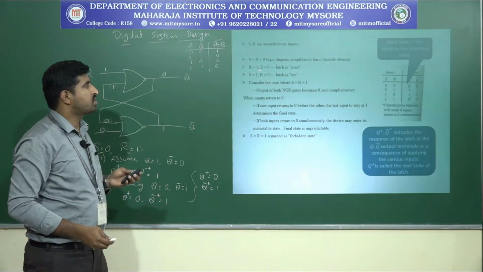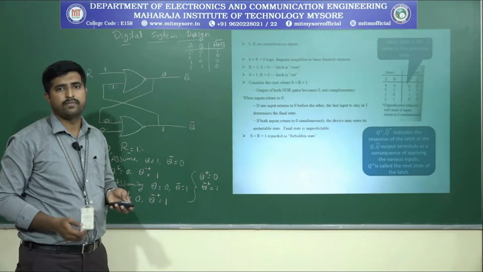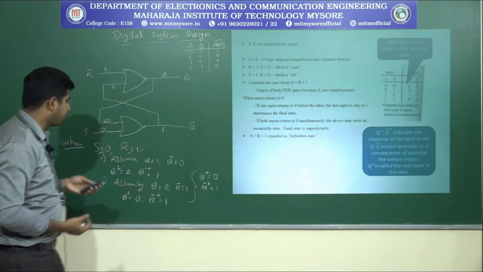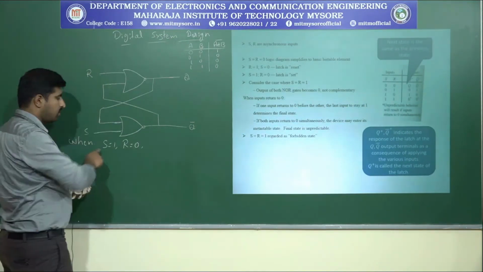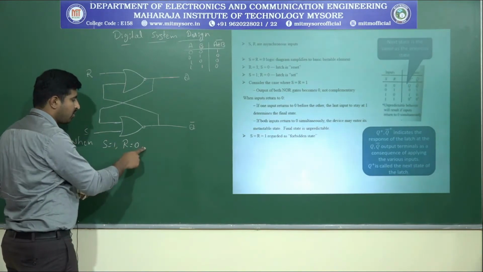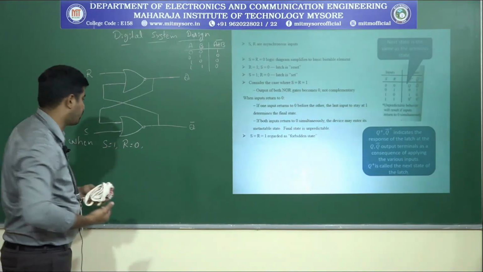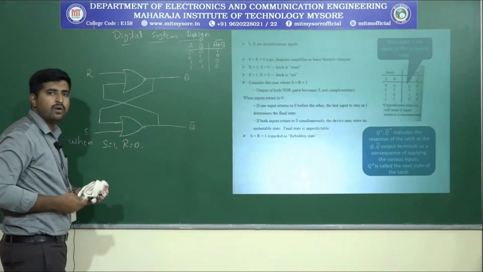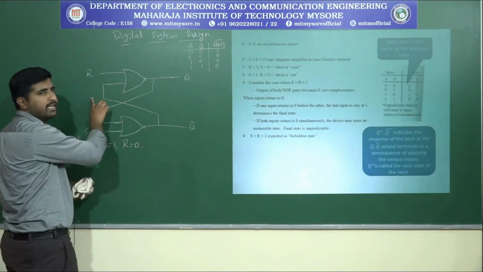So when R equals 1 and S equals 0, this latch is going to be reset, that means it will be 0. Now, what happens when S equals 1 and R equals 0? Let's analyze the next state of the latch. But again, to calculate the next state, we need to assume the present state, or the output when we are giving the input.